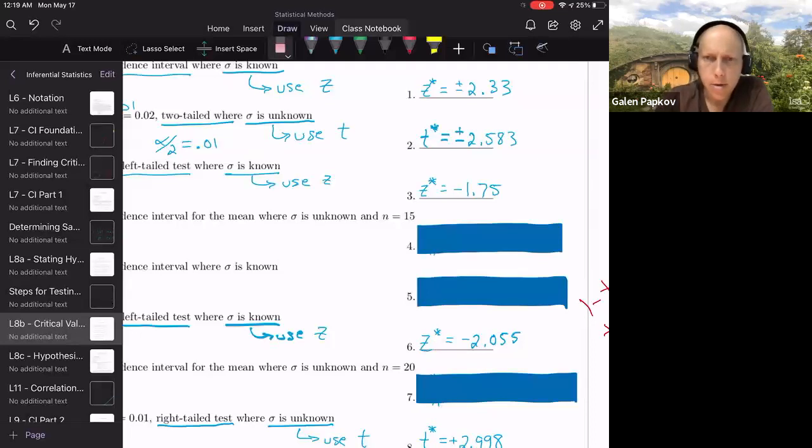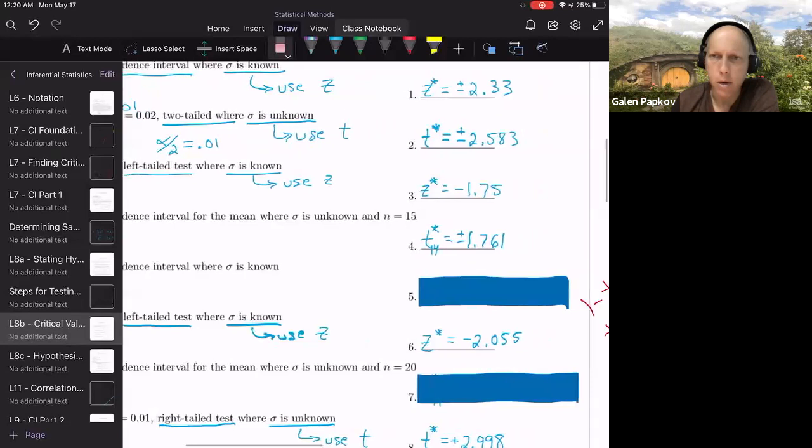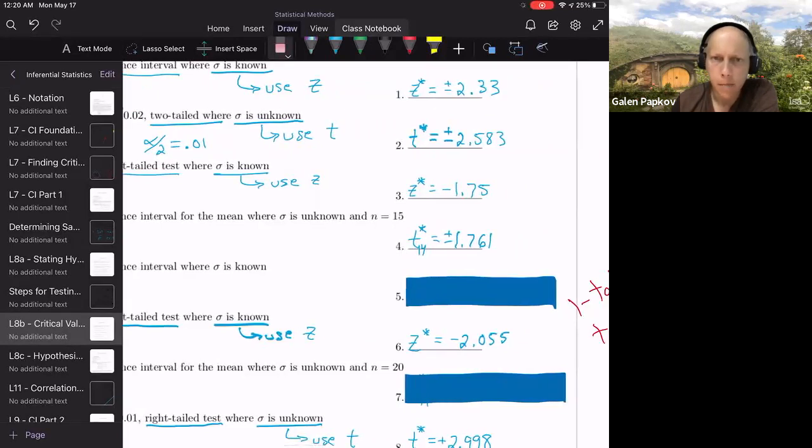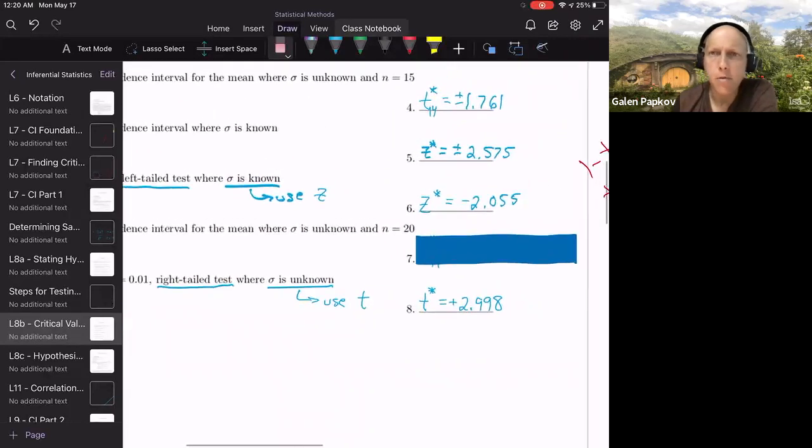So let's see how you did. I am just going to one by one show the answers for each. For number 4, where sigma is unknown, you should have used the t-table, and hopefully you got plus or minus 1.761 because this was for a confidence interval, so you should have both sides. For when sigma is known for the next one, problem 5, you're going to be using the z-table, and you should have plus or minus 2.575. That's for a 99% confidence interval, one of the well-known ones that we found before.